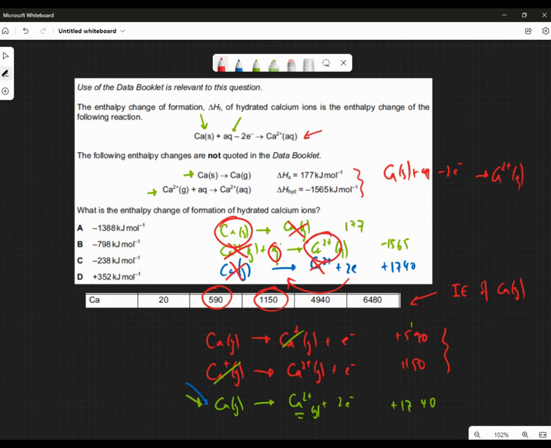So all I've got to do, quite a long one really, I've got to add these three together and I should get my answer. So here we go. 177 minus 1565 plus 1740. And I get plus 352. I get that as the answer. I think this is number 10. I'm going to stop the video now and I'll do the other 10 in a different video.